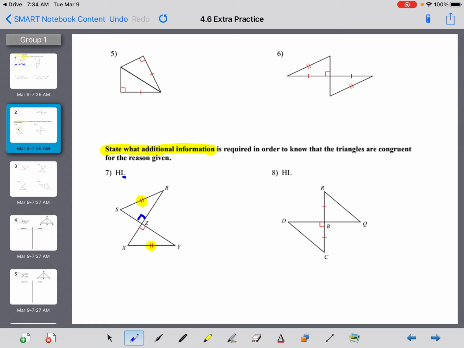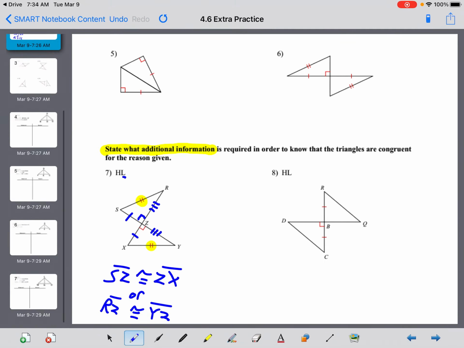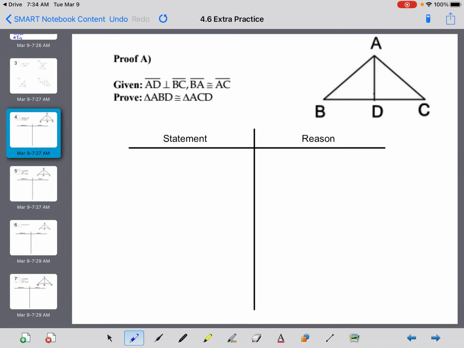We're missing the leg. So we could either say that SZ needs to be congruent to ZX, or you could say that RZ needs to be congruent to ZY. So either one of those is okay, but make sure you have one of them. SZ needs to be congruent to ZX, or RZ needs to be congruent to YZ. Okay? So that's what you're going to do for 7 through 12. And then your proofs on the back.